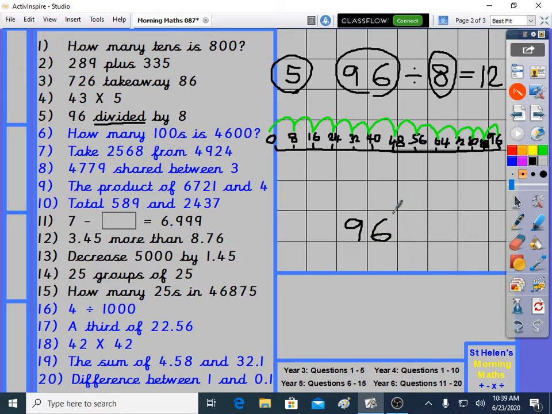Another way of doing this is really a year 4 method. We do show you in year 3, but year 4s might often use the bus stop. 96 divided by 8. We call this the bus stop. Just another method of doing it. And it's a shortcut, really.